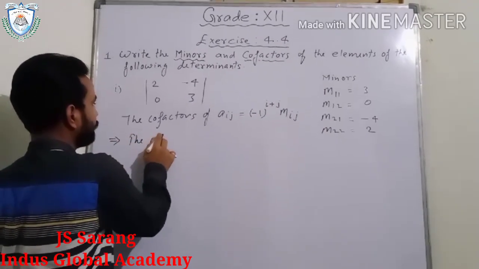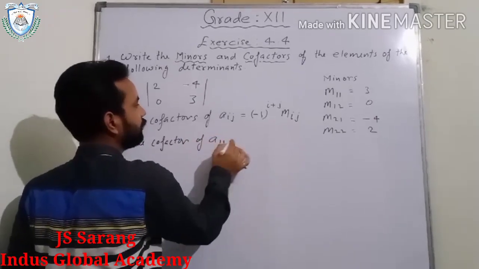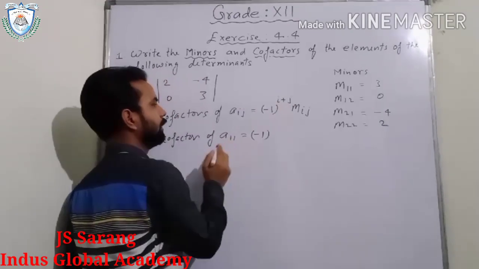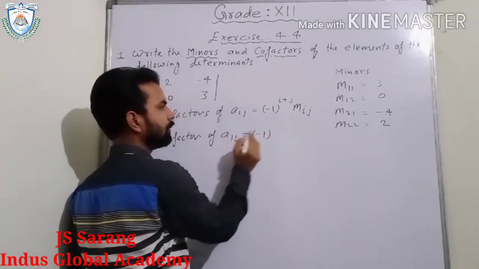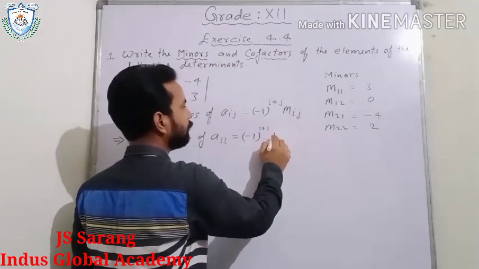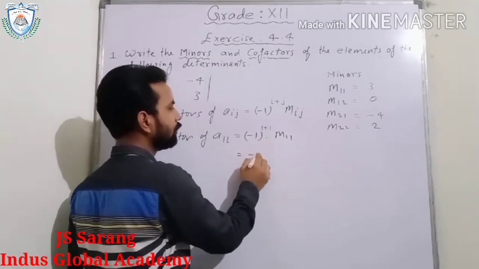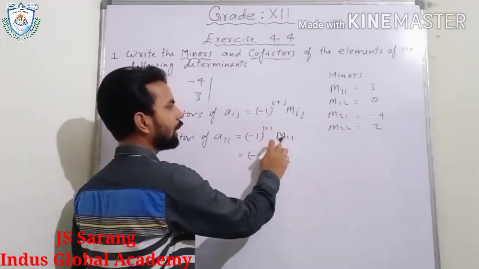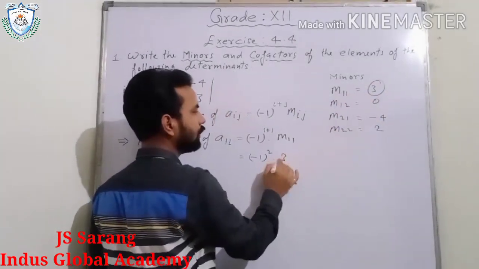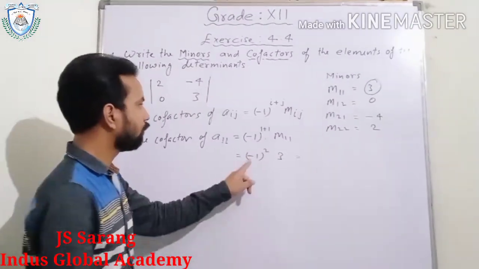So see, how can we find the cofactors? So the cofactor of first element, means A11, will be minus 1 to the power i plus j. So what is i here? 1, and j is 1. So its power will be 1 plus 1, times M11. So beta, minus 1 to the power 2, that is 1 plus 1, times M11. M11 we have already found out, that is 3. So times 3. So beta, minus 1 to the power 2 gives you 1. So 1 times 3.